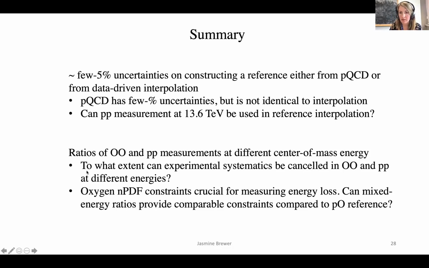And then also briefly discussed just taking the ratio of OO and pO measurements at different center of mass energies. It's important information going forward, both to what extent the experimental systematics can be canceled in these mixed energy ratios, as well as the issue that we were discussing with Petya of whether these mixed energy ratios can also provide important constraints in the proton-oxygen run. So with that, I guess, thank you for your attention.